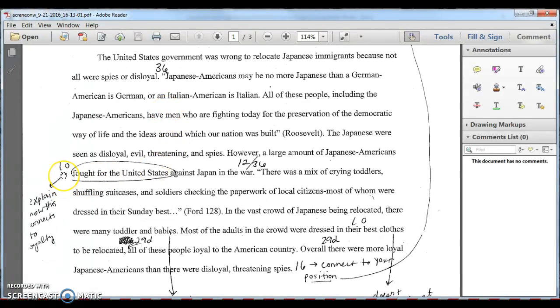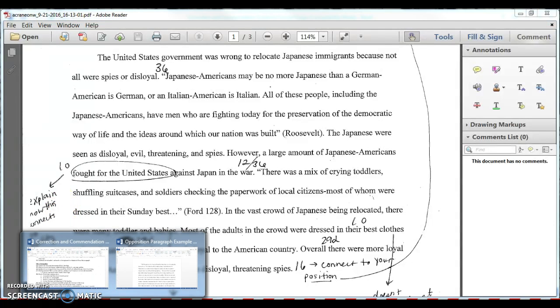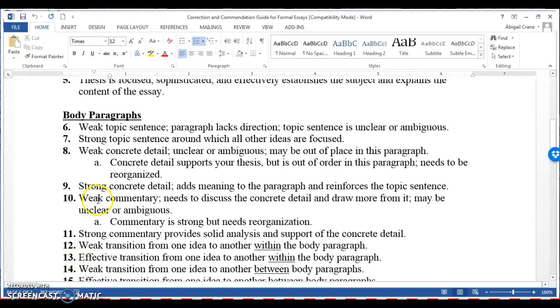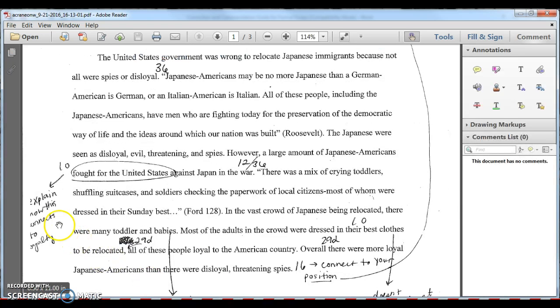Next number is a 10. And I made a note: explain how this connects to loyalty. So let's pull up that guide. A 10 refers to weak commentary, a weak CM. Obviously I gave a note to help direct that commentary. So how can this connect to loyalty? You have to look at what they've already written. The Japanese were seen as disloyal, evil, threatening, and spies.